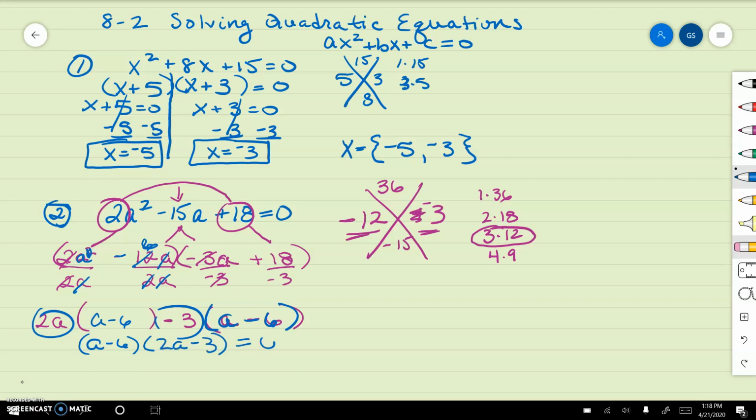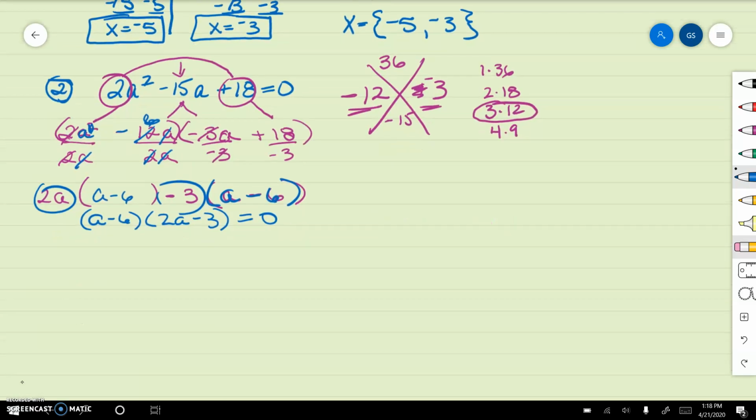Those are set equal to 0, and then we move this up. Separate our factors and set each factor equal to 0. So a minus 6 equals 0. 2a minus 3 equals 0.